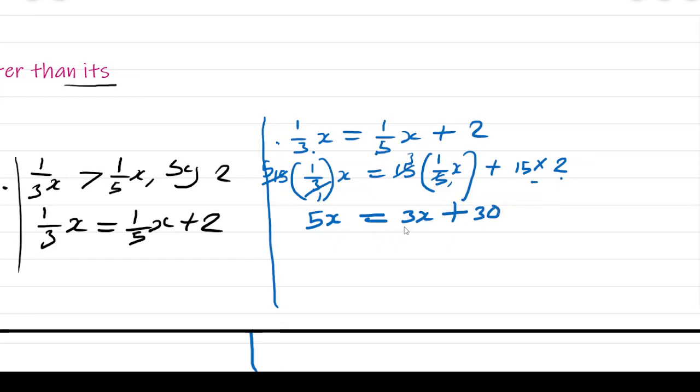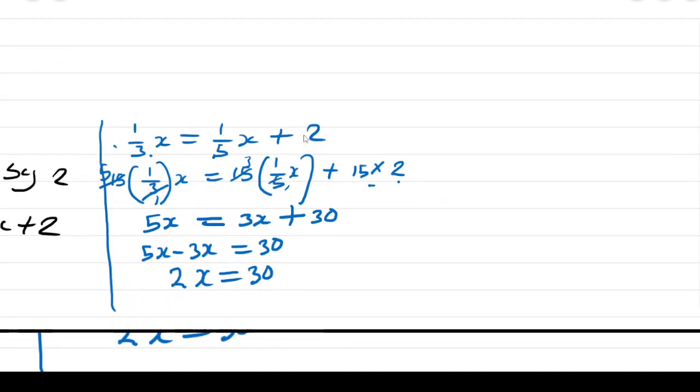So all we'll do is take this 3x over here, but then it will change sign. So we are having 5x minus 3x equals 30. So we have 2x equals 30. This should be easy now for us. Since 2x, let me demarcate it.